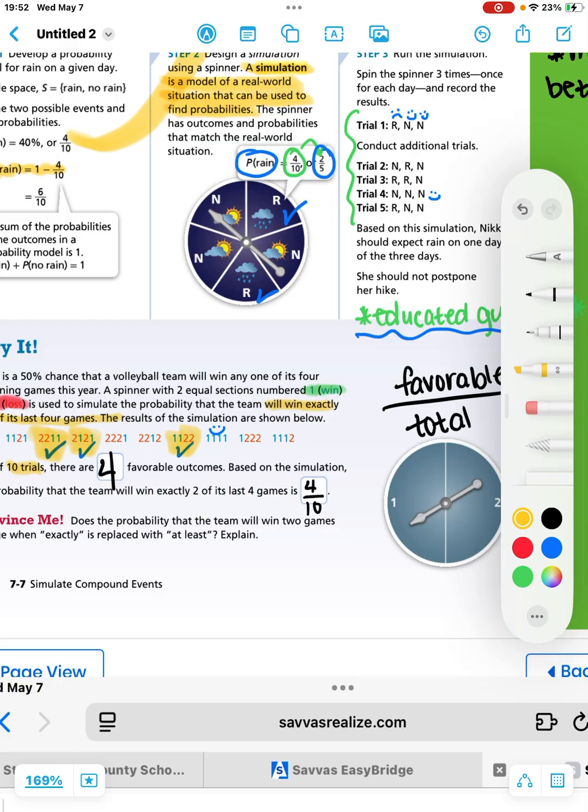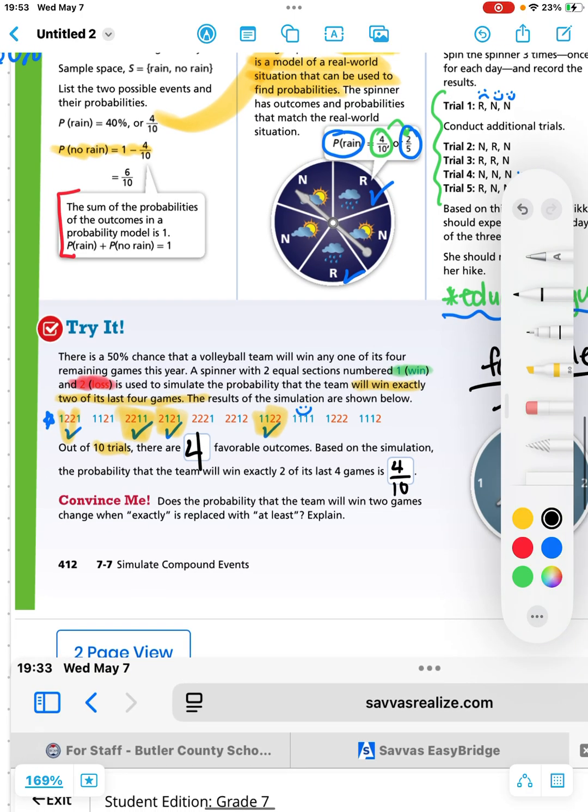So does this probability that the team will win 2 games change when "exactly" is replaced with "at least"? So we have to go back to our terminology. Exactly means right on the nose. This means that no matter what, it has to be exactly 2. So I'm even just going to put equal to wins. Whereas at least is greater than or equal to 2. So this does change it.